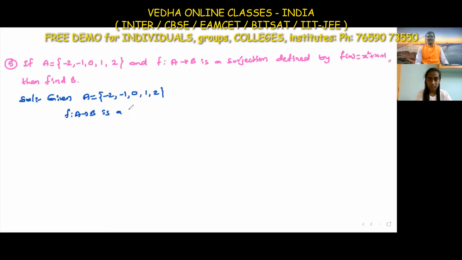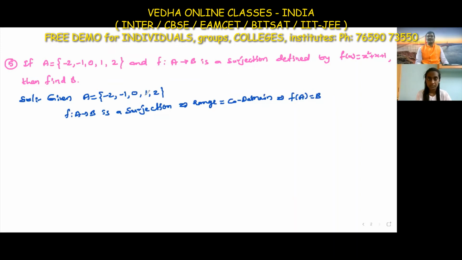Surjection means range is equal to codomain. This is the formula for surjection. That means, or otherwise, we can write it as f(A) = B, or B is equal to f(A).